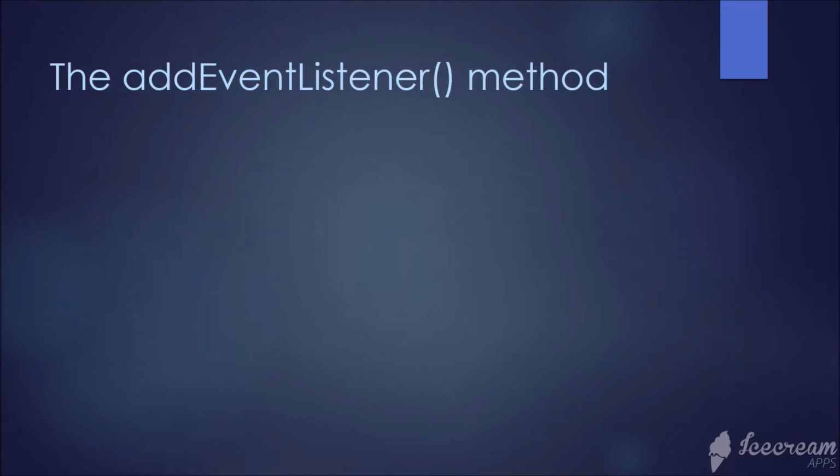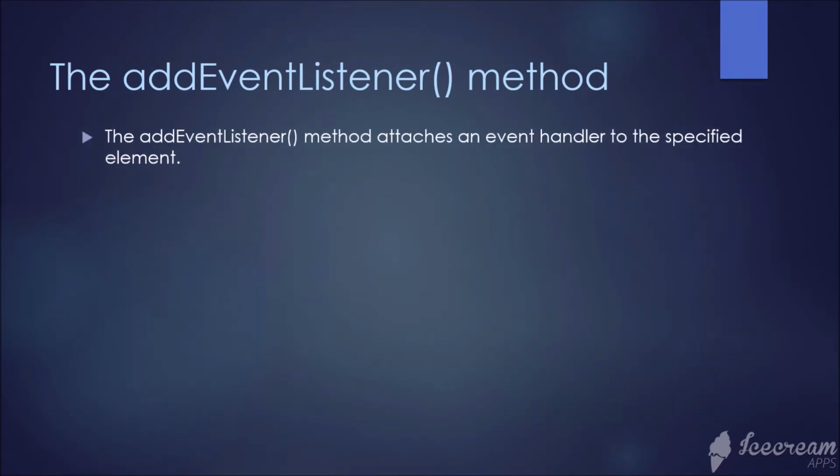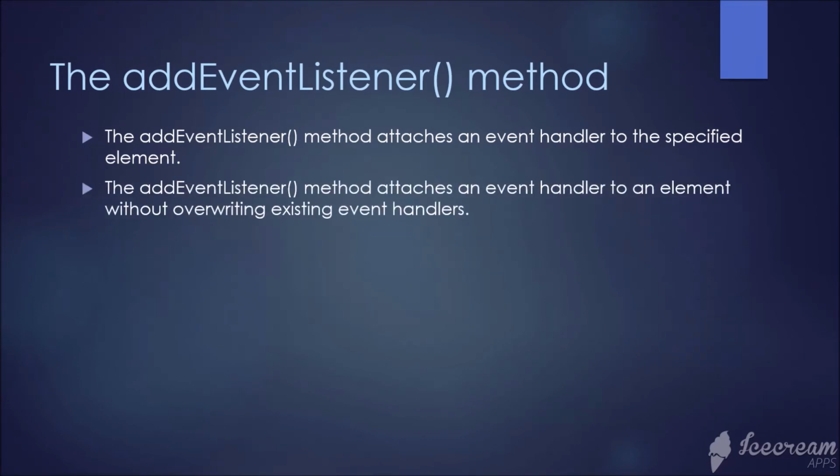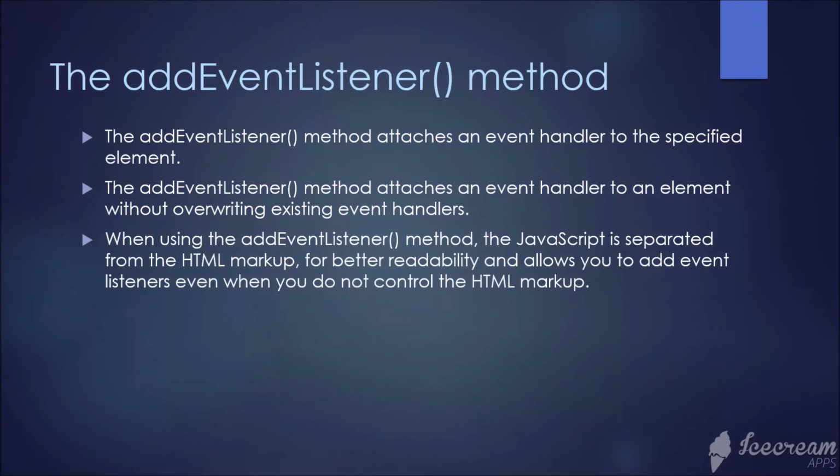Okay, so let's start with the addEventListener method. So the addEventListener method attaches an event handler to the specified element. The addEventListener method attaches an event handler to an element without overwriting existing event handlers. So when using the addEventListener method, the JavaScript is separated from HTML markup for better readability and allow you to add event listeners even when you do not control the HTML markup.